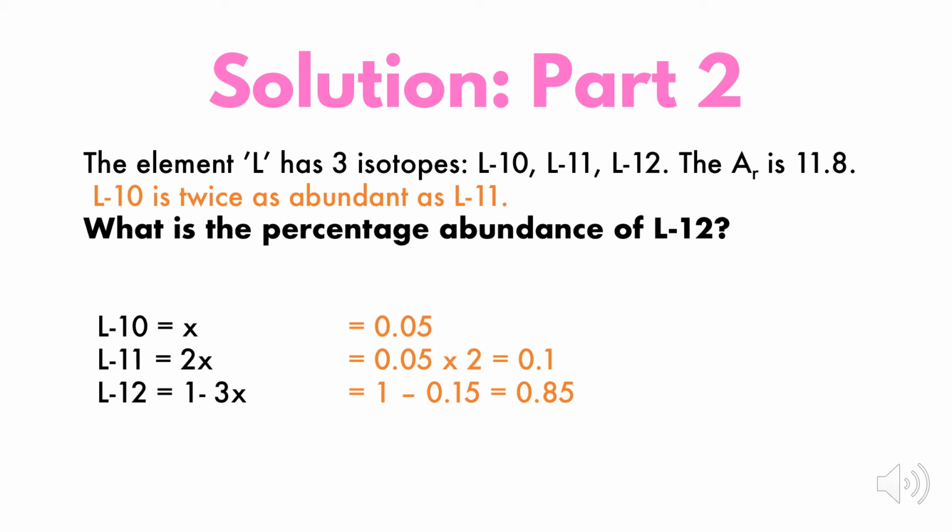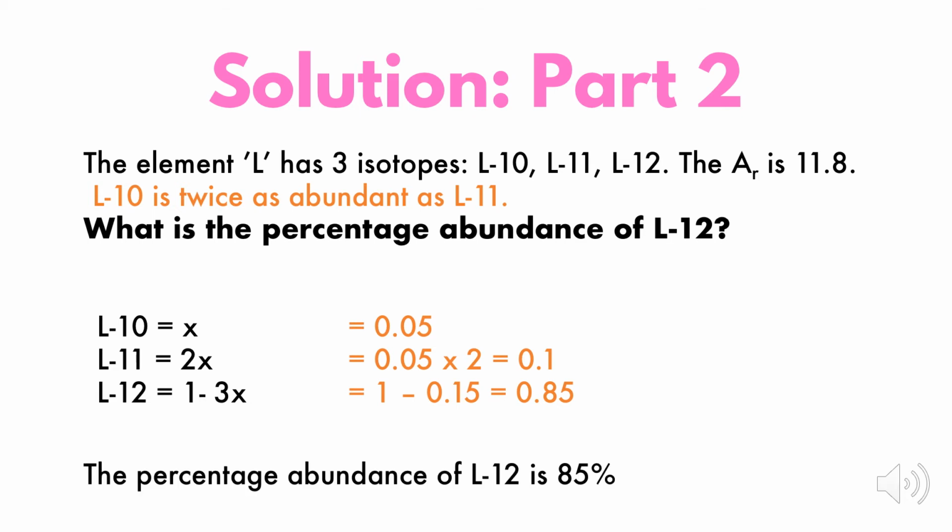Now we have the decimal abundance, all we need to do to get the percentage abundance is times by 100. And if we take the decimal abundance of L12, times it by 100, it gives us 85%. Now that's that one done.